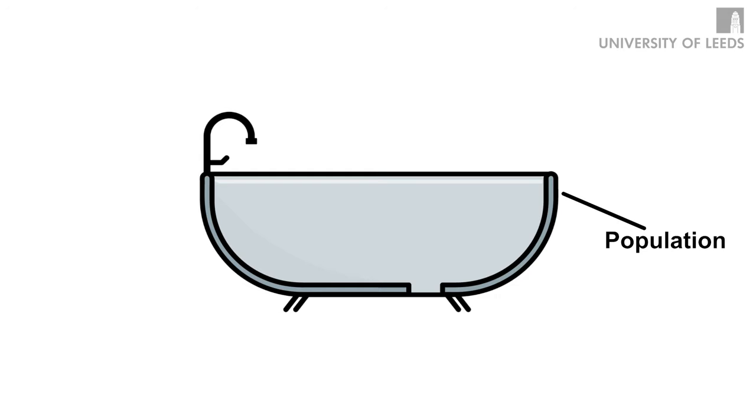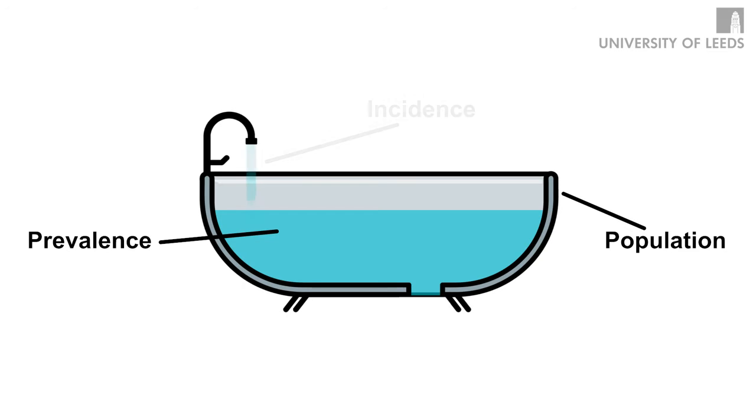The water in the bathtub represents the number of people within the population who have the disease. This is the prevalence of the disease. The water coming from the tap into the bath represents the incidence of the disease, the number of new cases. The water level in the bath increases, adding to the prevalence or burden of the disease within the population as a whole.